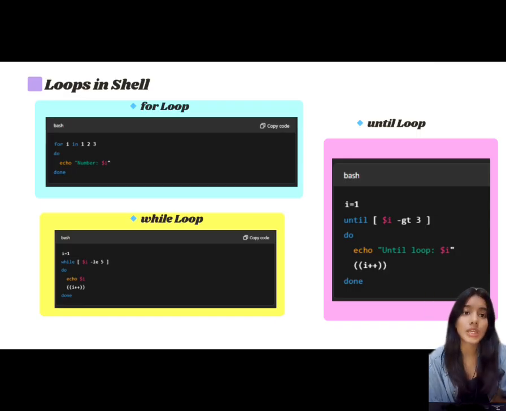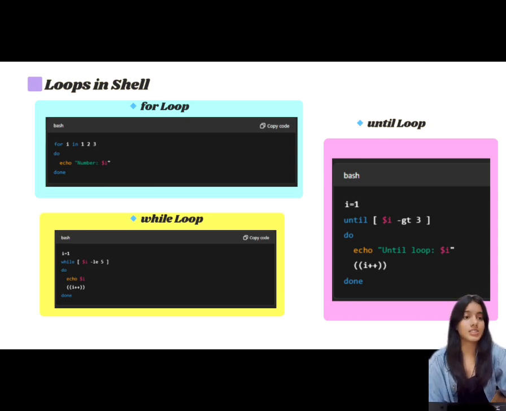Examples: for loop, in which for i in 1 2 3, do echo number $i, and done. So the for loop will go from i in 1 to 3 and then echo the number which we want to present. Now for the while loop, we have i equals 1. If the condition is true, then do the echo and print the message, followed by the increment operator.